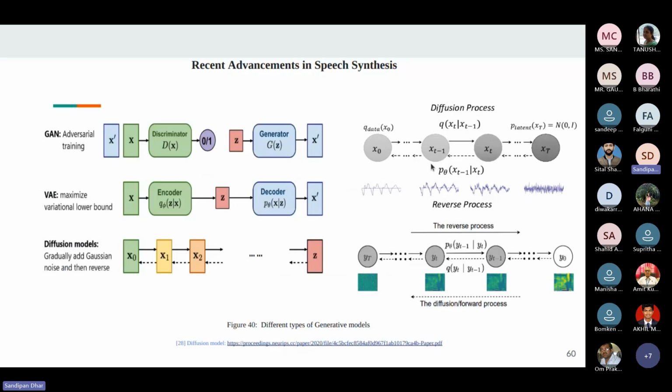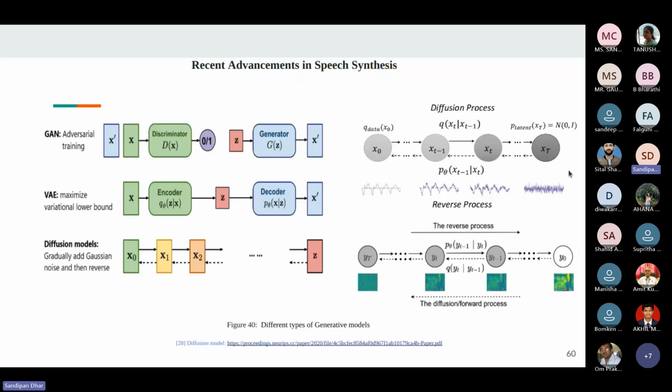I'd like to explain diffusion, because nowadays people have switched from GAN based voice conversion or GAN based speech synthesis to diffusion based speech synthesis, both for TTS and for speech to speech. Moreover, nowadays people are also using hybrid models of GAN and diffusion. DiffGAN TTS is one such model.